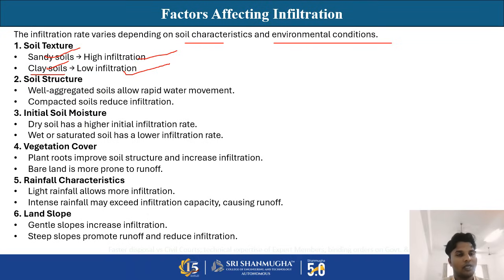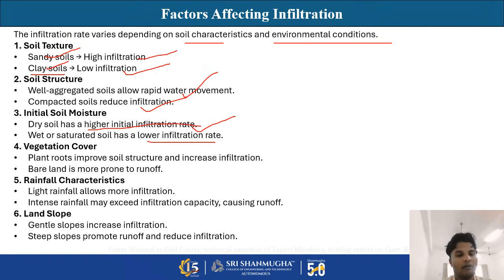Soil structure is another factor affecting infiltration. Well aggregated soils allow rapid water movement, and compacted soil reduces infiltration. Next, initial soil moisture content. When the soil is dry in the initial stage, it allows water to flow into it. That's why it has a higher initial infiltration rate. Wet and saturated soil has a low infiltration rate because water is already present there, so there is less movement of water, which reduces the infiltration rate.